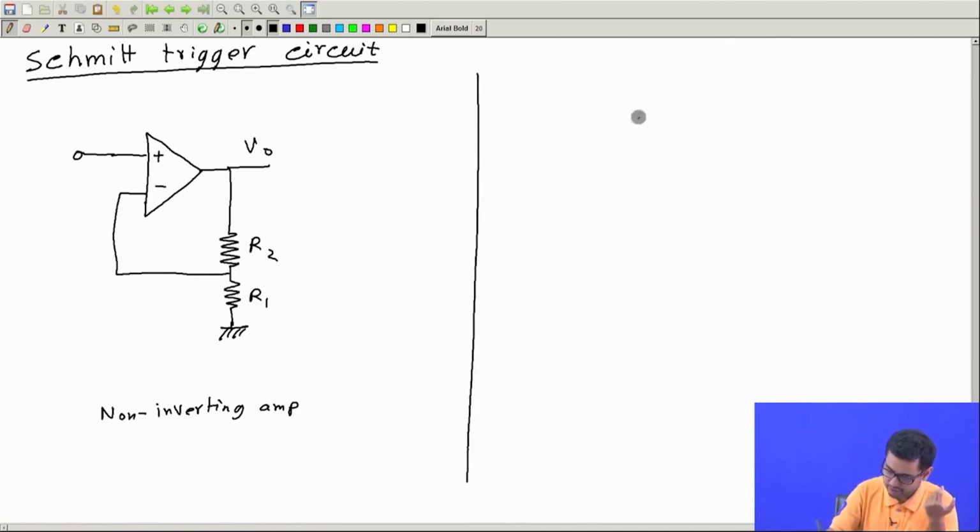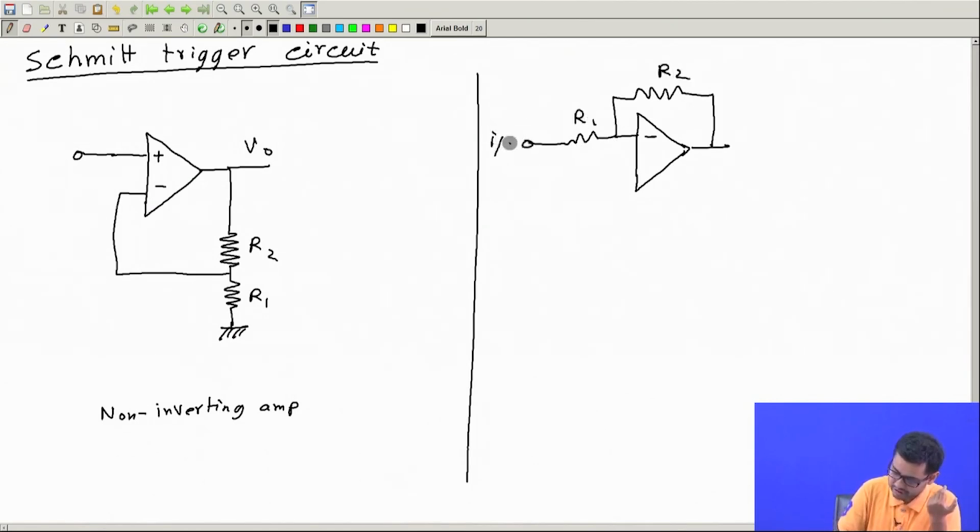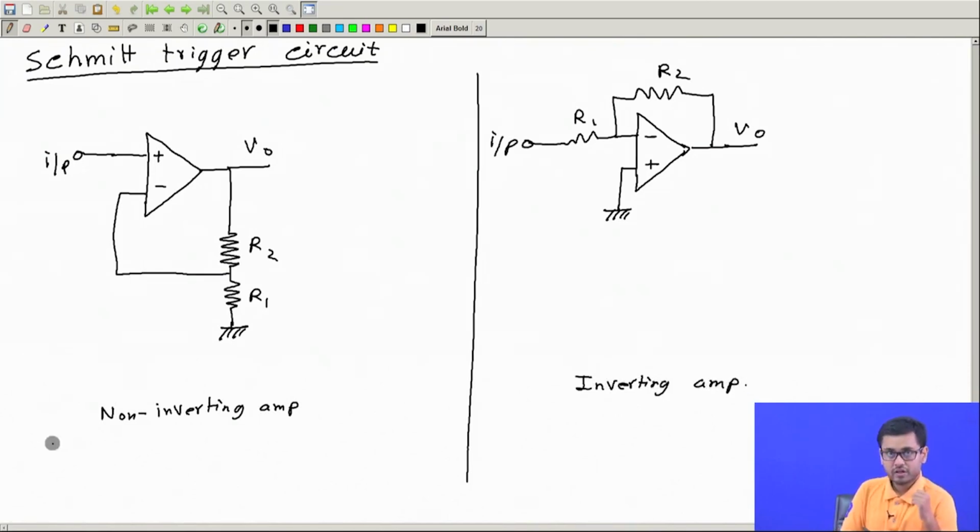the inverting amplifier. This is the feedback resistance, call it R1, R2. Let me give the input here, and this is the output. This is an inverting amplifier. These are correct circuits.